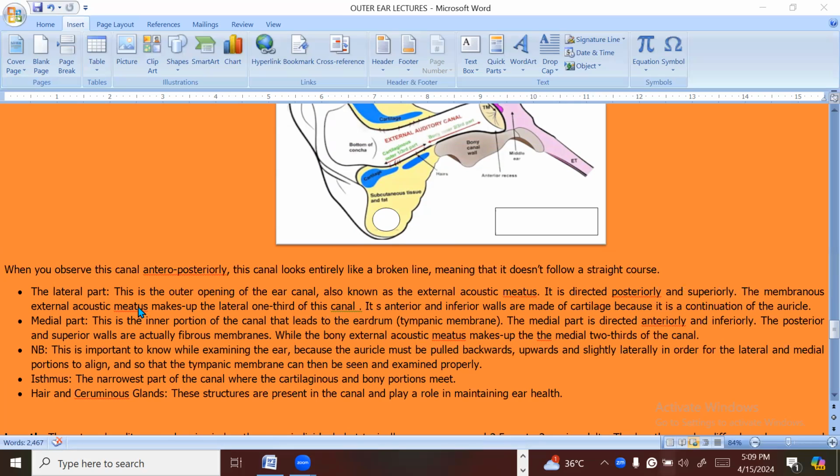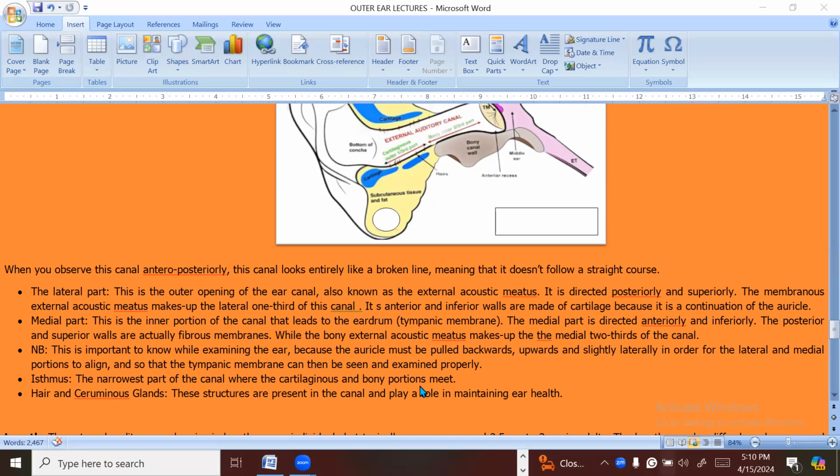So the lateral part is the outer opening of the canal. We already said it's the outer opening of the canal, known as the external acoustic meatus. It is posteriorly superior. This membranous external acoustic meatus makes up the lateral one third of the canal. You can agree with that. Look at it. It takes a greater portion. From here, it's all membranous.